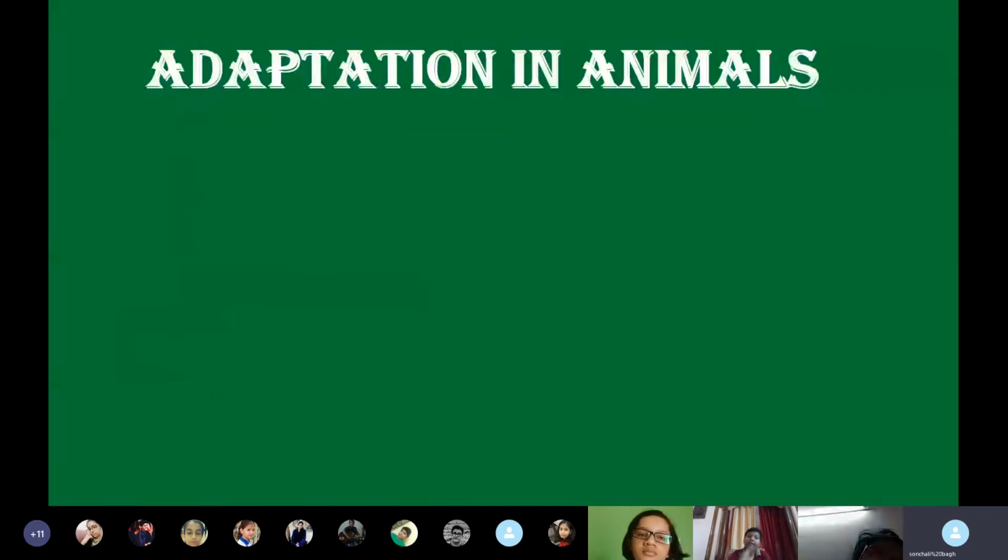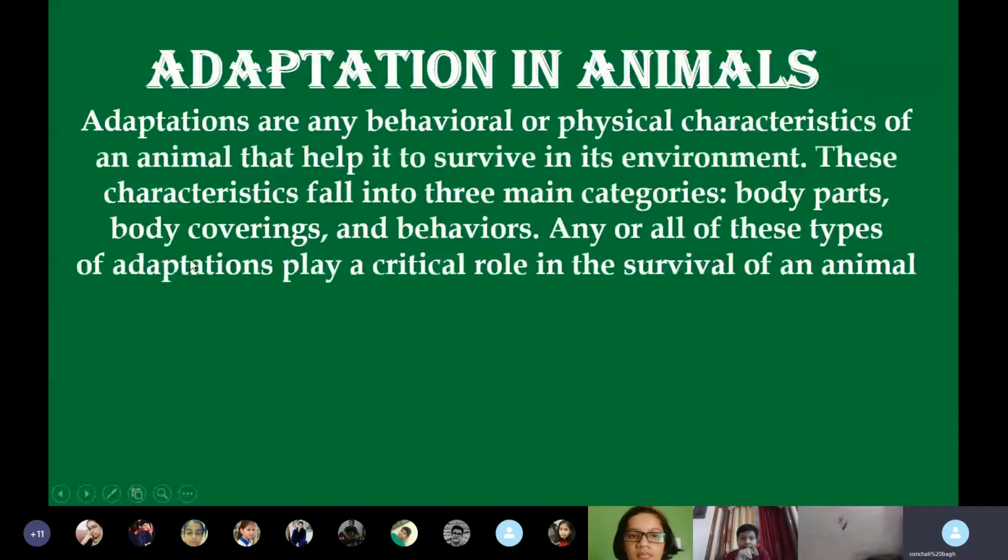Now moving to adaptation in animals. First, why do animals adapt? See, what does the word adaptation mean? Adaptations are any behavioral or physical characteristics of an animal that help it to survive in its environment. Means any change, whatever change is due to its survival. Have you heard the proverb, survival of the fittest?